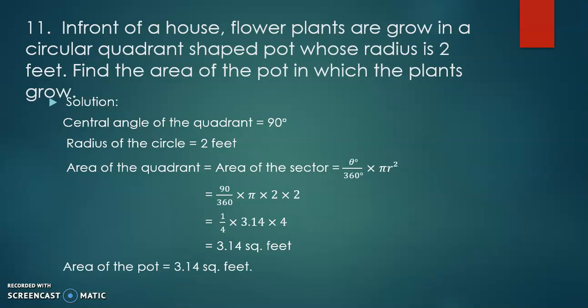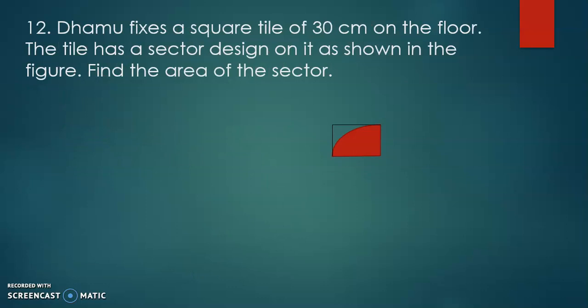Okay. Now let me move to the next question. Damu fixed a square tile of 30 centimeter on the floor. The tile has a sector design on it as shown in the figure. Find the area of the sector. Here also we are going to find area. Okay, so just look at the question and look at the figure also. Here it is also quadrant shape. So we have to apply area of the quadrant. Side of the square is equal to 30 centimeter given in the question.